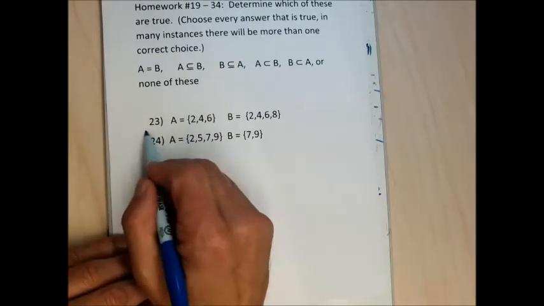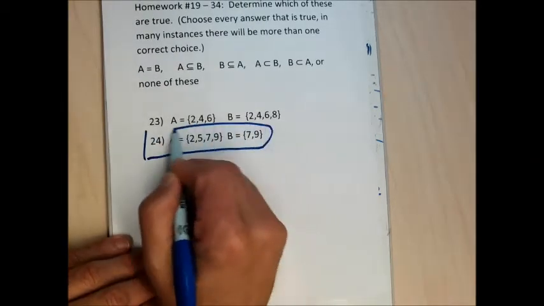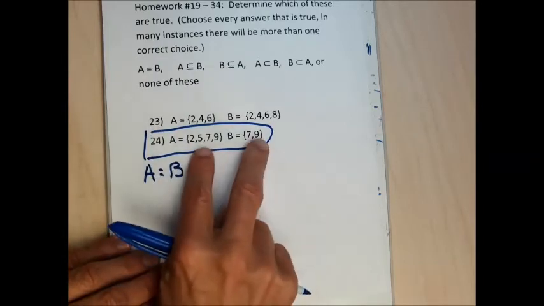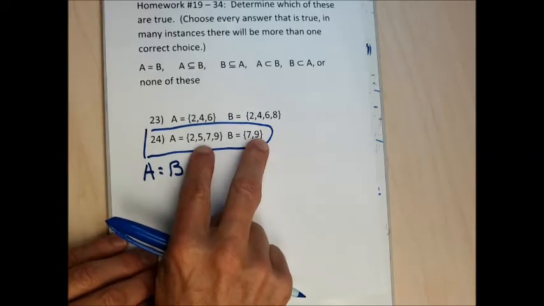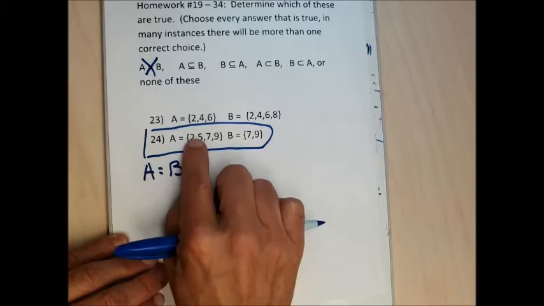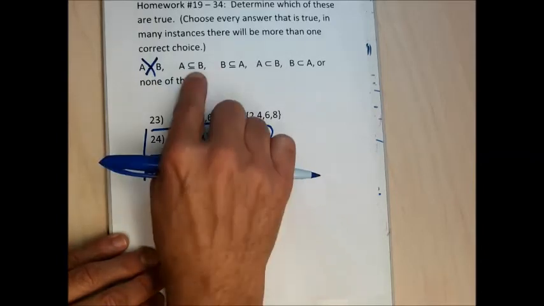So for 24, I'm looking at the sets, first trying to figure out if A is equal to B. For A to be equal to B, they have to have exactly the same elements. They don't have the same elements. So I'm going to say no, because 2 and 5 are in A and not in B. Let me move on.